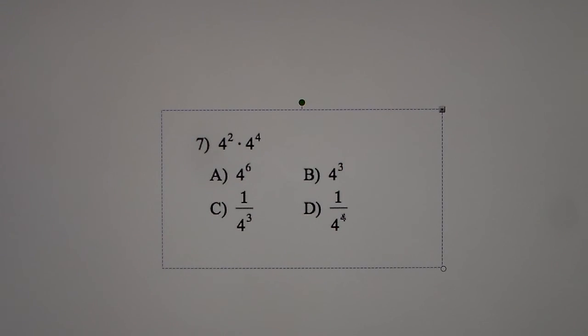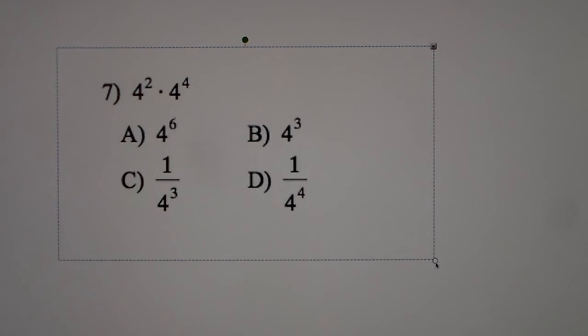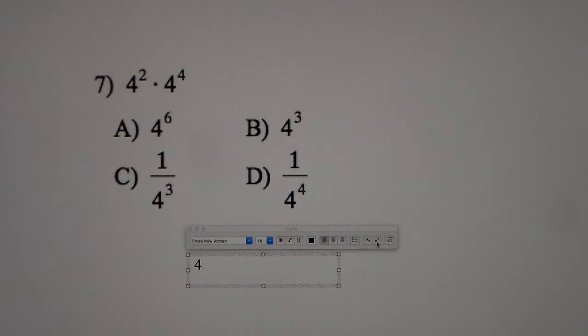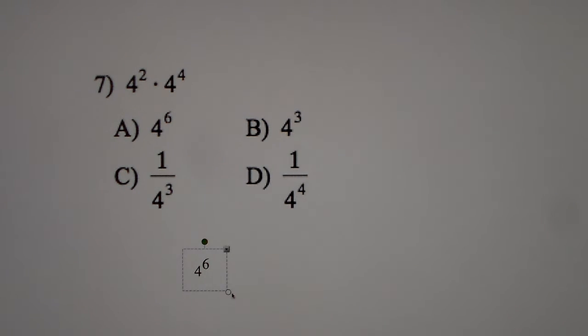Let's look at number 7. We have 4 to the power of 2 times 4 to the power of 4. Well, since those have the same base, the base is 4, we could add the powers. So 2 plus 4 gets you 6. So our final answer is 4 to the power of 6, which would be A.